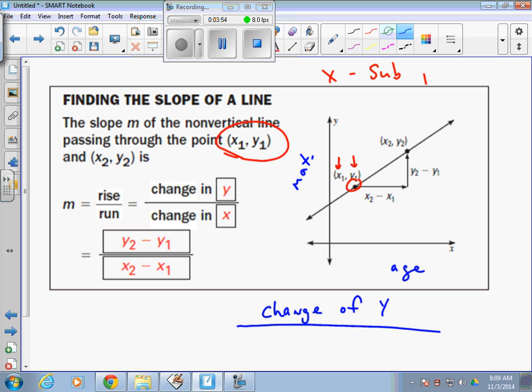So the change of Y over the change of X. Again, the same thing. You would take the age you are now and you would subtract it, since it's the difference of two things, you'd subtract it by the age you were then, and that gives you the slope, the change of Y over the change of X, or Y sub 2 minus Y sub 1 over X sub 2 minus X sub 1. What you have to understand is that the sub 2 points have to be over each other, and the sub 1 points have to be over each other. If that's the case, you'll be in good shape.